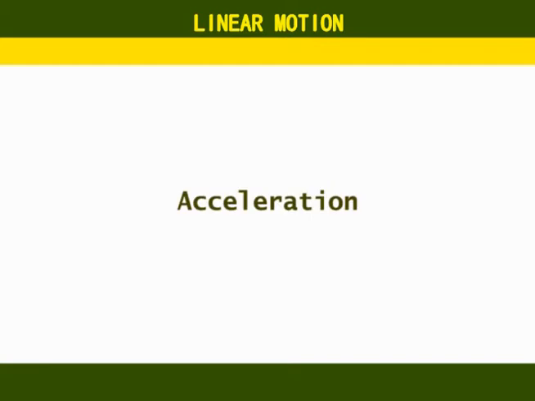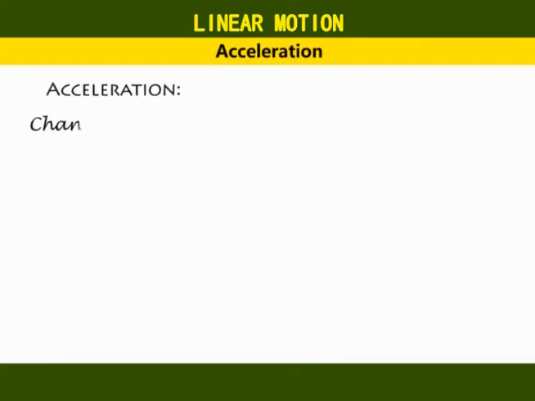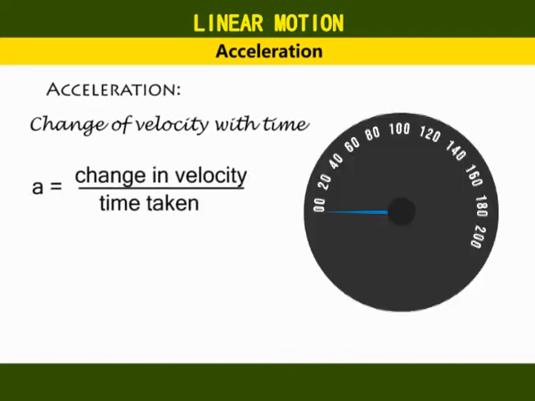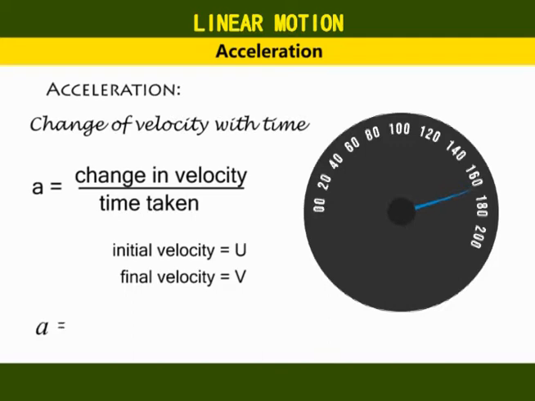Let's move to acceleration. Acceleration is the change of velocity with time. Mathematically, acceleration is equal to change in velocity over time taken. When the speed of a moving object increases with time, we say the object is accelerating. The velocity changes from an initial velocity u to a final velocity v during a time t. And therefore acceleration is equal to v minus u over t. The SI unit of acceleration is meters per second squared.